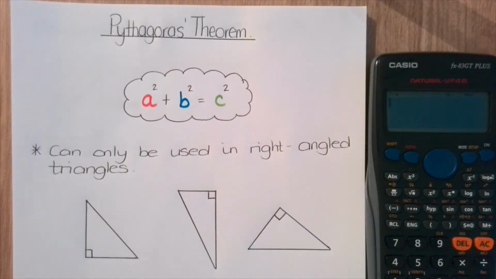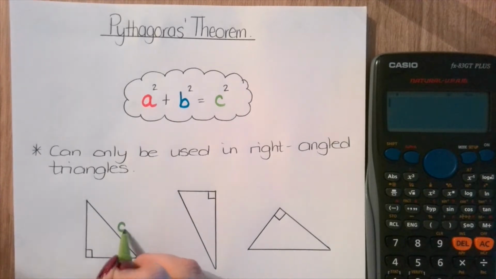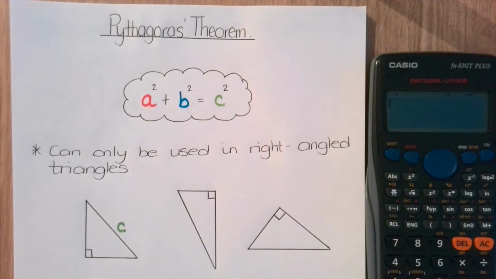C is always labelled as the hypotenuse, and the hypotenuse is always the side that is opposite the right angle. So once you've identified where your right angle is, look opposite, and the side opposite that right angle is the hypotenuse. So I can label that C. As I said just a minute ago, it doesn't matter which sides are labelled A and B.